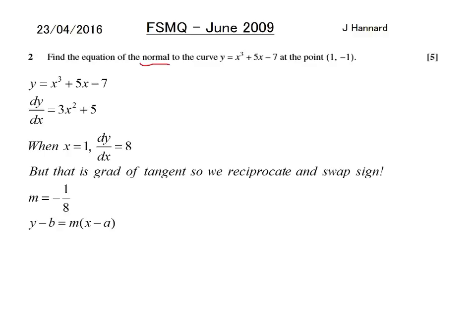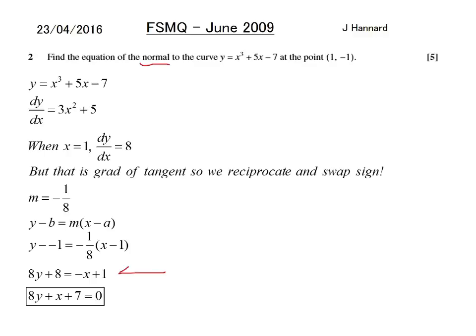y minus b equals m(x minus a). Put in the numbers. Be very careful of double negatives. Times everything by 8 because I don't like fractions, and times throughout. And then make everybody positive, and you get 8y plus x plus 7 equals 0. But any acceptable form after that point there is absolutely fine.